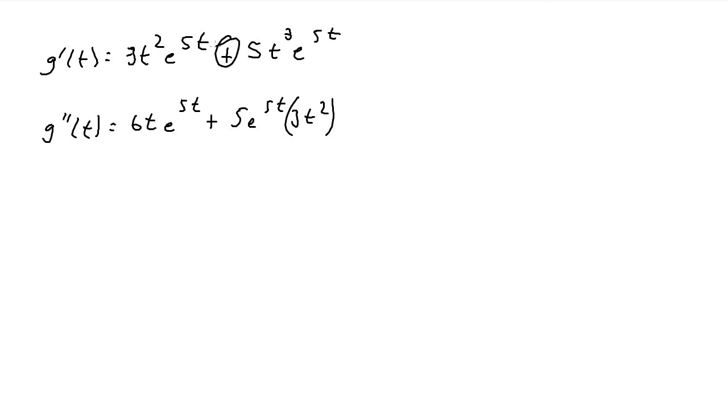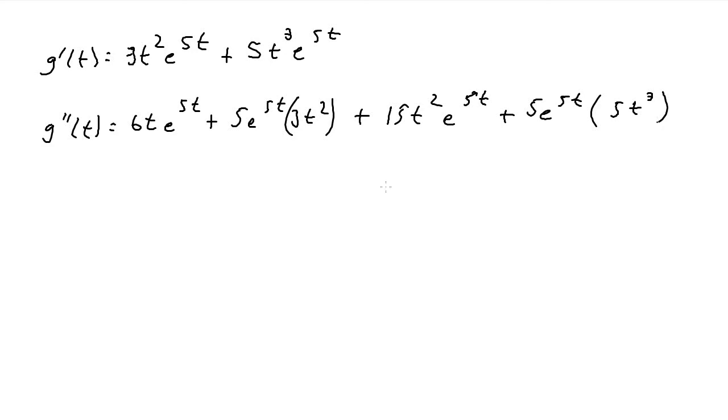So now we have a plus here, and then we can take the derivative of 5t cubed times e to the 5t. Once again, using the product rule because we do have 5t cubed being multiplied by e to the 5t. So we take the derivative of the first function, derivative of 5t cubed is 15t squared, times the second function unchanged, so times e to the 5t, plus the derivative of the second function, derivative of e to the 5t once again is 5e to the 5t, times the first function unchanged, so times 5t cubed.